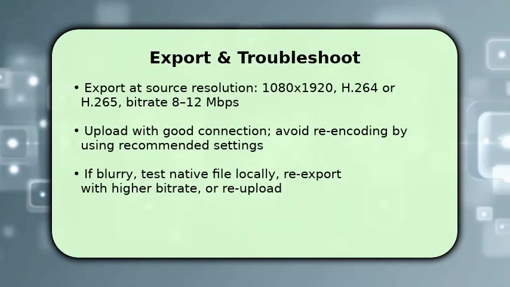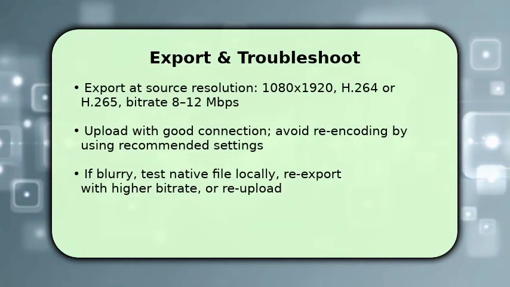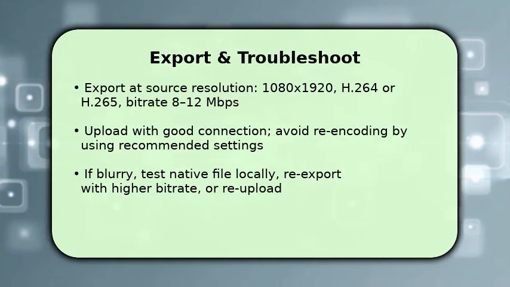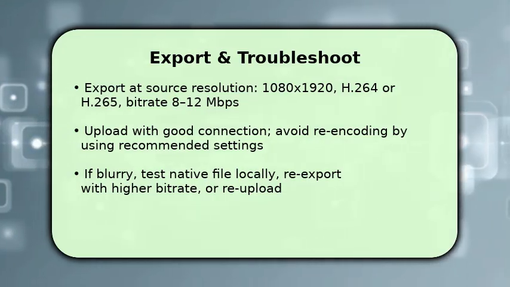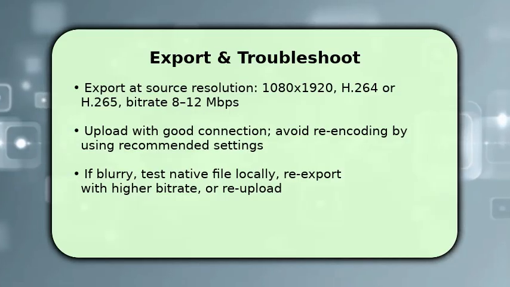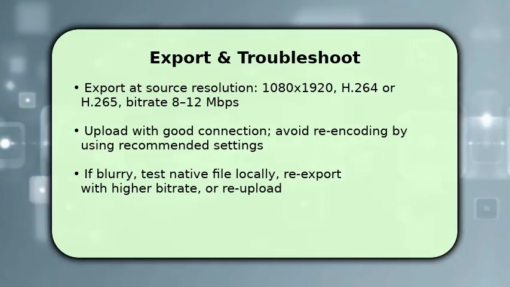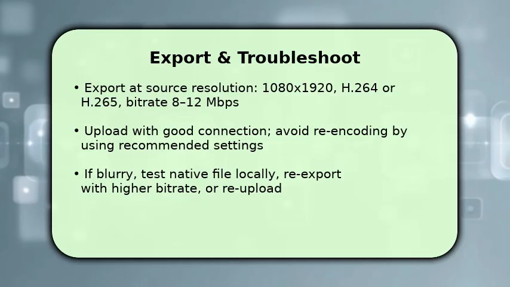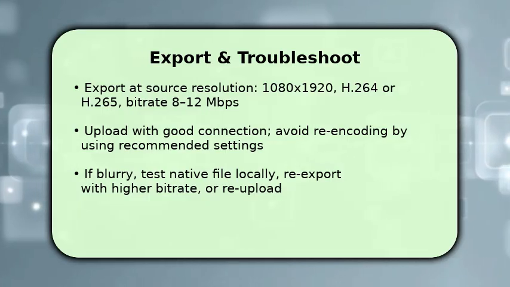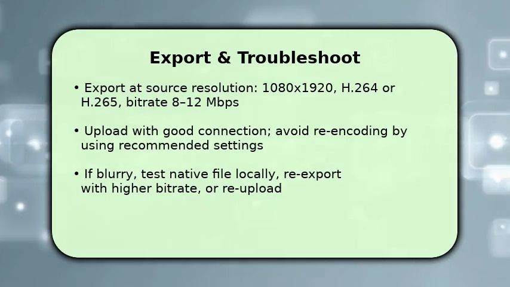Choose 1080 by 1920, H.264 or H.265, and a bitrate around 8 to 12 megabits per second. Once done, upload over a stable connection so the platform doesn't re-encode poorly. Make sure to preview the native file first.